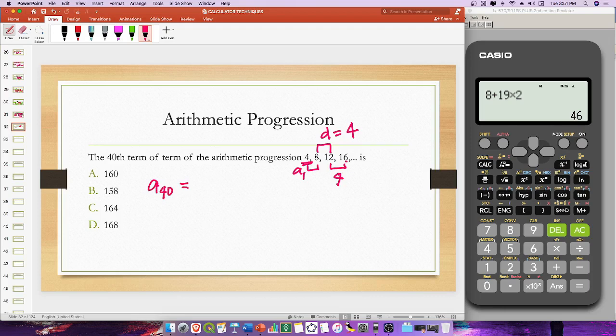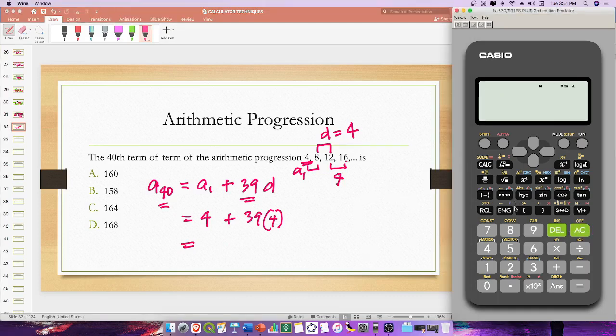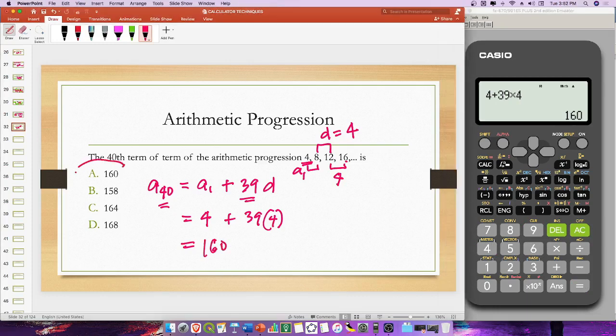is using the any term formula of the arithmetic progression. We have discussed this a while ago. So a40 is a1 plus 39 times d. Take note, this is always one less than 40. Since a1 is given, which is 4, plus 39 times the common difference, which is 4, now you can solve for the 40th term. Let's just use your calculator. 4 plus 39 times 4. So that is 160. So 160 is the 40th term.